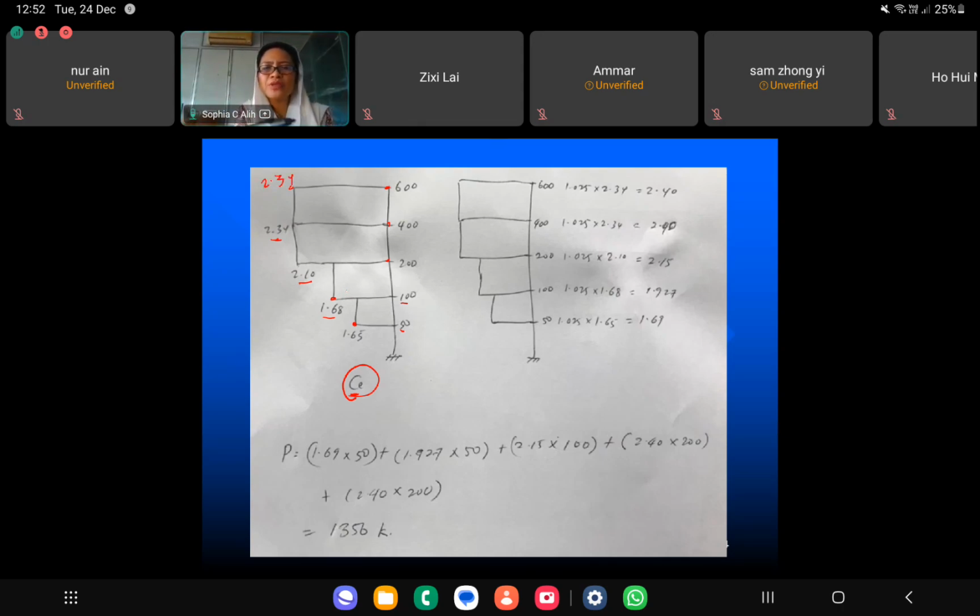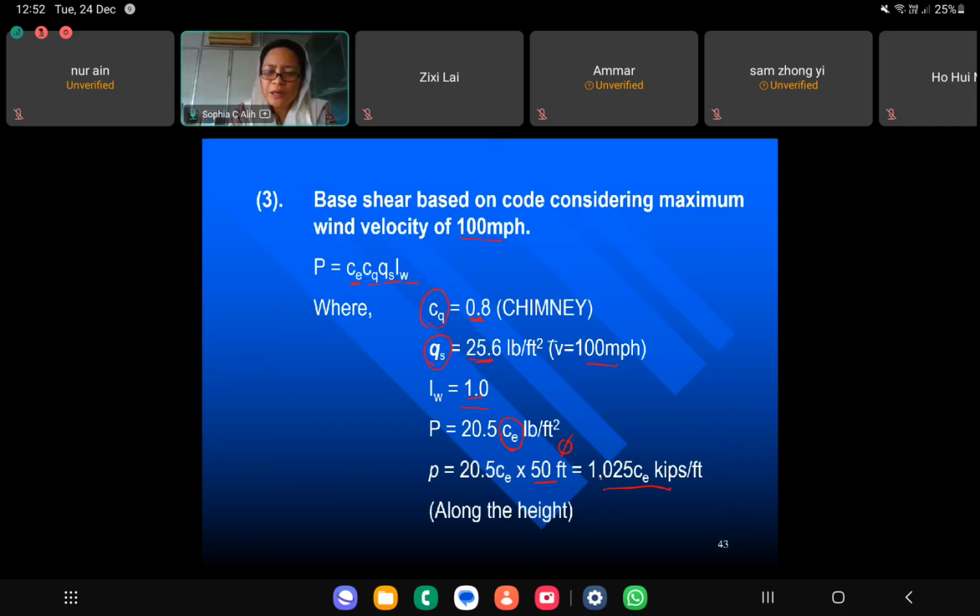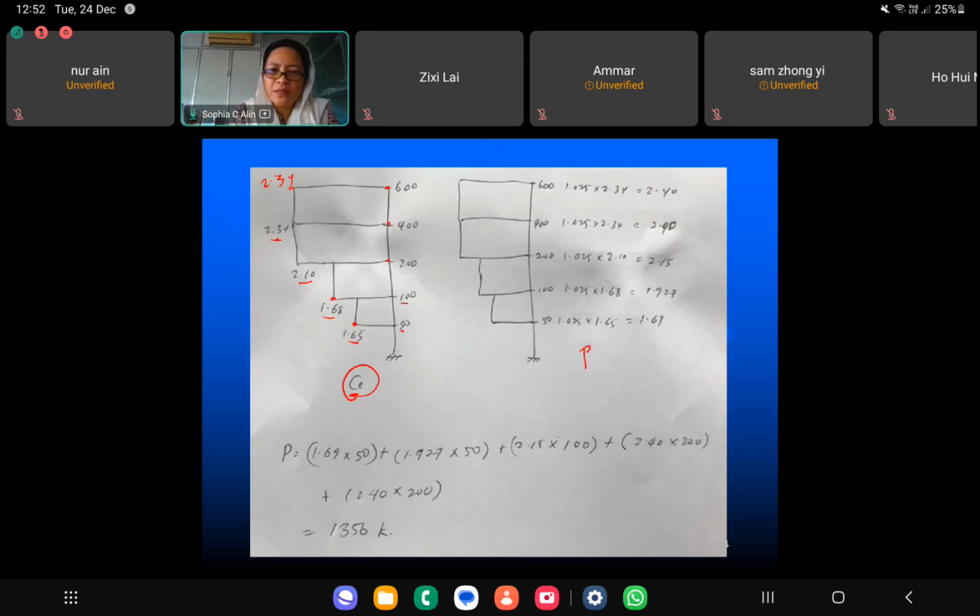However you feel comfortable to calculate it, you can, but for this one, I make it very elaborate in order for you to understand how I come to this value. So this one is the peak based on this one, 1.025 times CE. So this is my CE. So 1.025 times CE, I got this for 100, 200, 400, 600. And in order for me to get the total base shear, I just need 2 times the height. Okay? 169, I times 50.